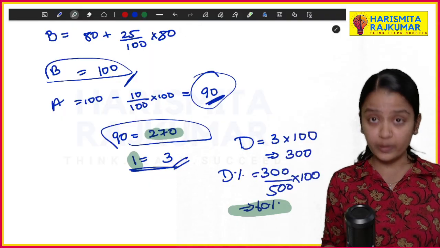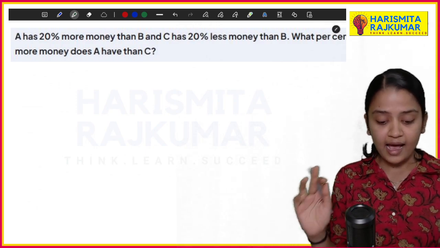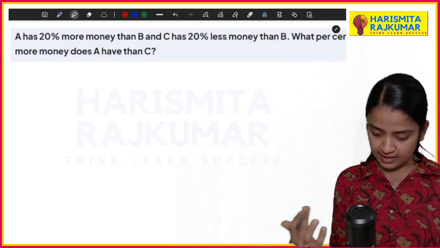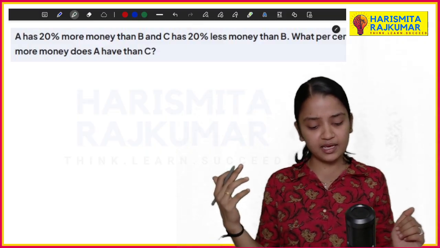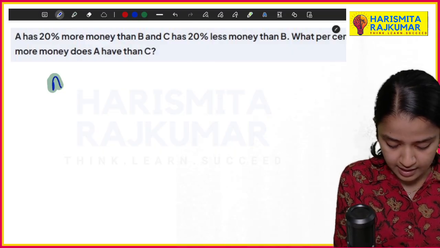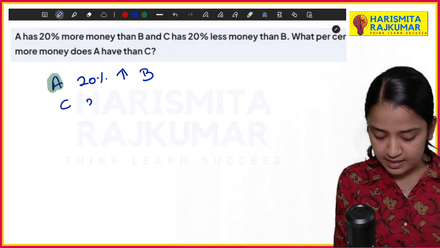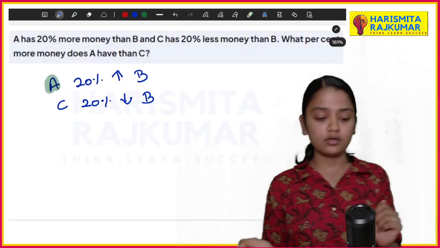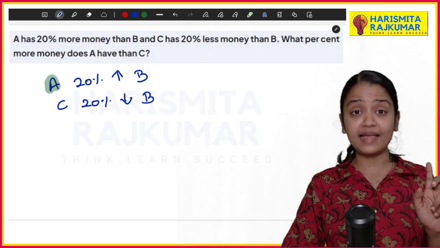Now let's quickly go to another question. The next one is: A has 20 percentage more money than B, and C has 20 percentage less money than B. What percent more or less money does A have than C is your question.